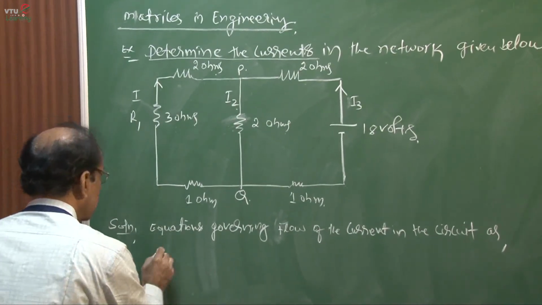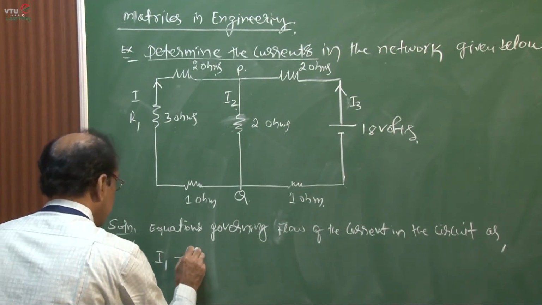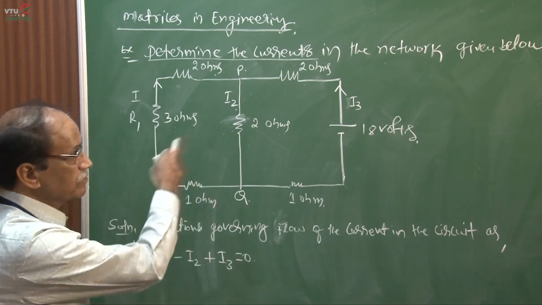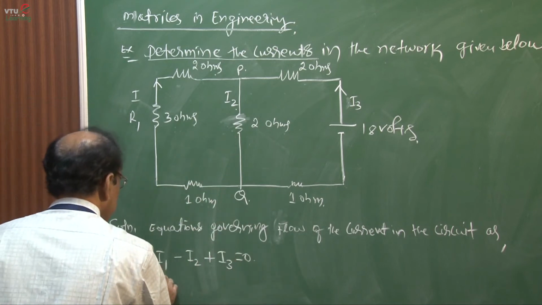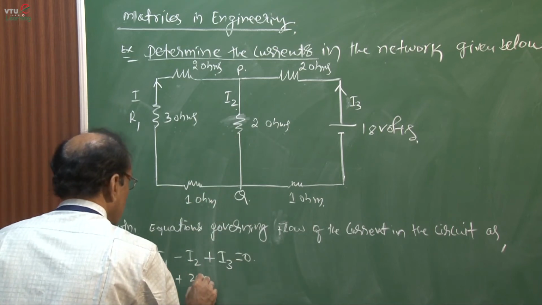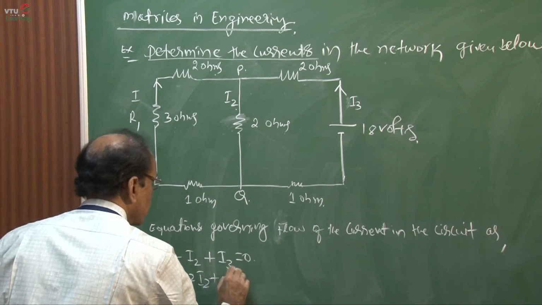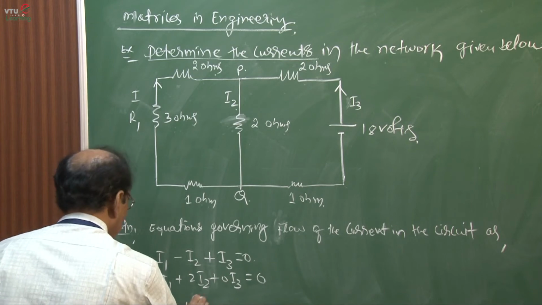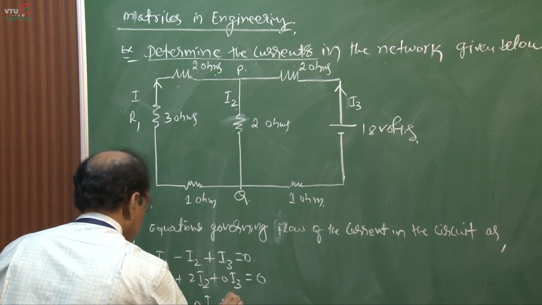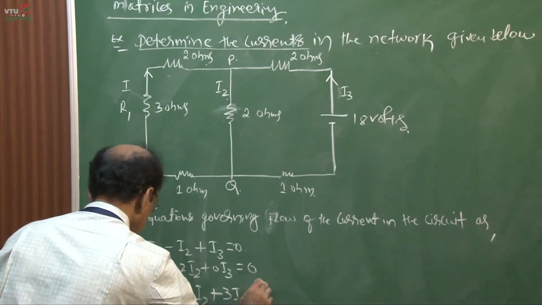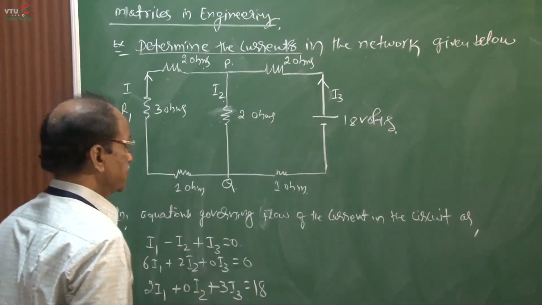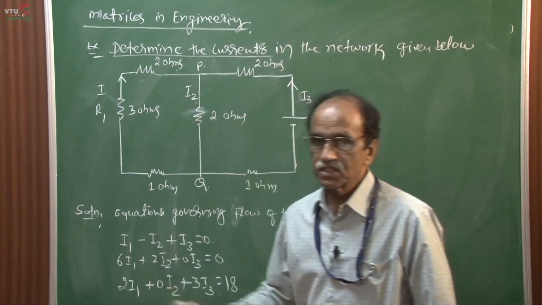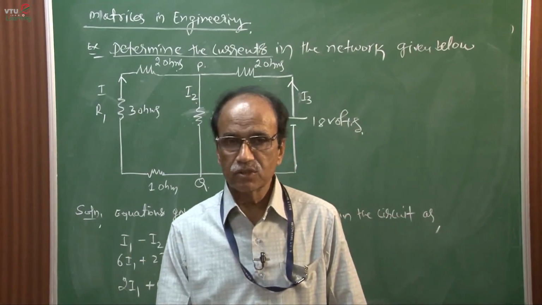Those 3 equations are I1 minus I2 plus I3 equal to 0. The first equation. Second equation, 6I1 plus 2I2 plus 0 I3 is equal to 0. Then 2I1 plus 0 into I2, 3I3 is equal to 18. This is 18 volts. So these are our 3 equations which represent the flow of the current through the circuit.